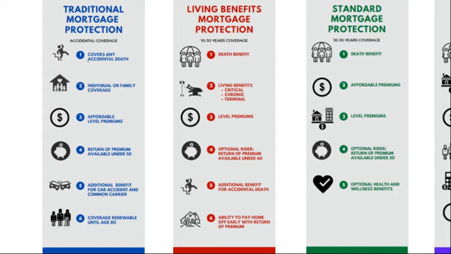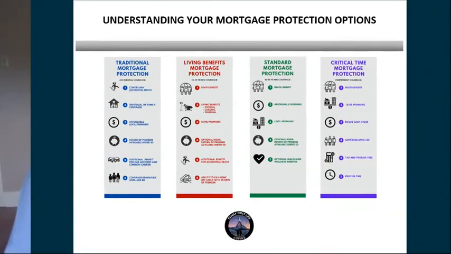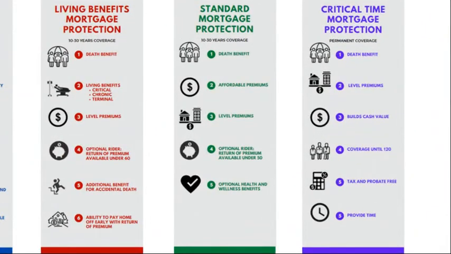There's an optional rider for return of premium available under the age of 50, and there's optional health and wellness benefits. This comes with the John Hancock Vitality, which you'll go ahead and dive into more. Last one would be the critical time mortgage protection. These are for clients who perhaps are older or they don't qualify for any term coverage.